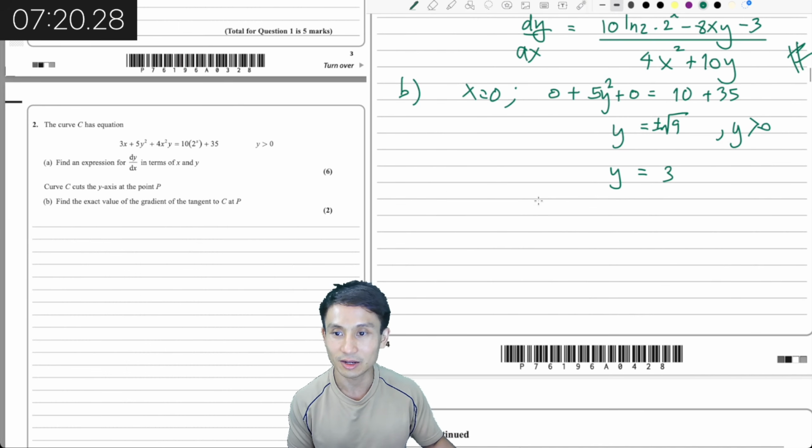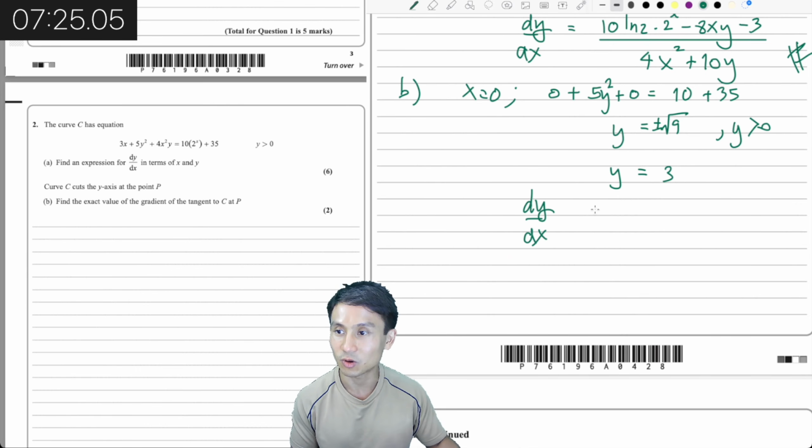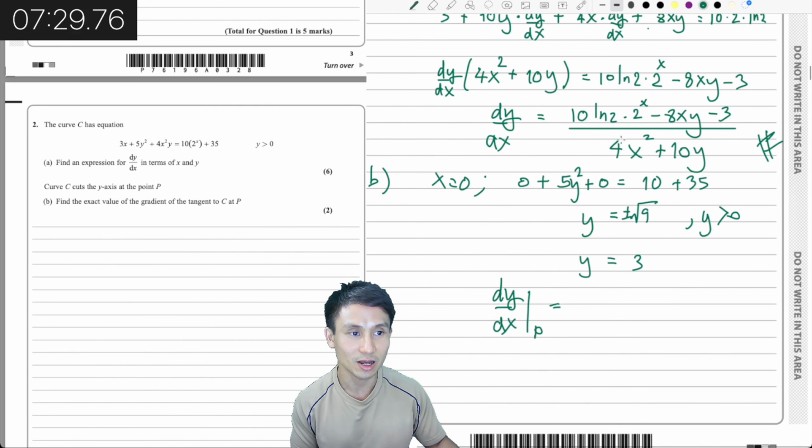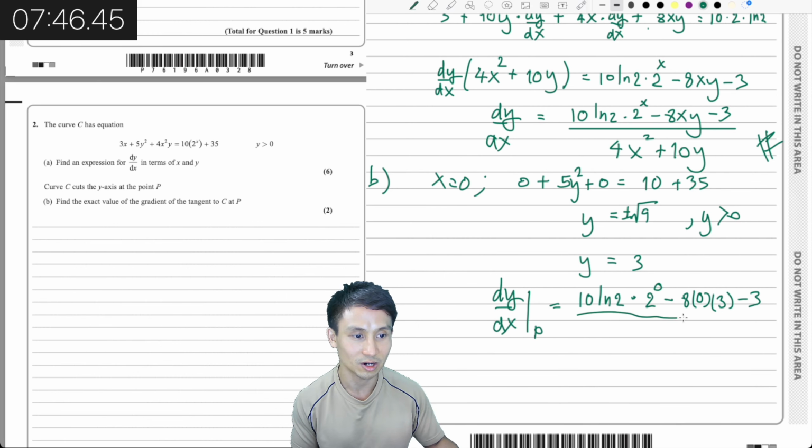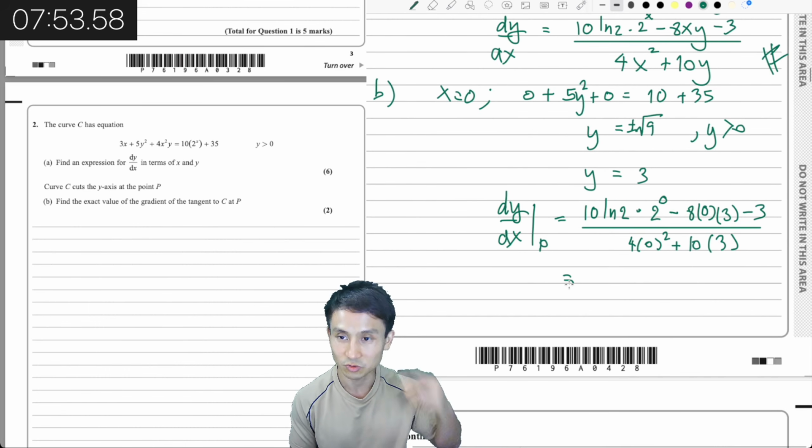We want the gradient then. So dy by dx at point P would be just substituting into our first derivative formula here. So 10 ln 2, we want the exact gradient. So that's 2 to the x, which is 0, minus 8 times 0 times y, that's going to be 0, that's fine. We just write everything first. And then 4 times 0 squared plus 10 times 3. So that's just the substitution.